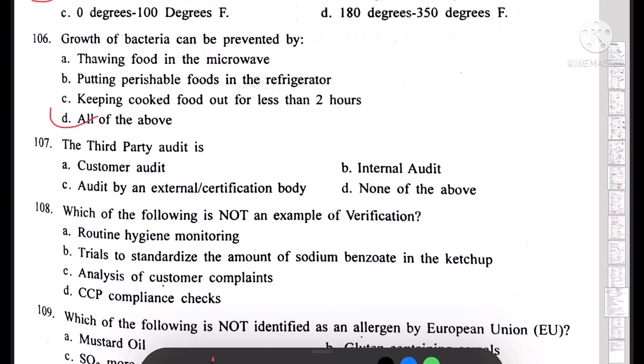So the third party audit is, options are customer audit, internal audit, audit by external certification body, or none of the above. So in this question, two answers are correct, that is A and C. Third party audit is a customer audit and it is an audit by external certification body. Okay, both of the A and C options are correct.